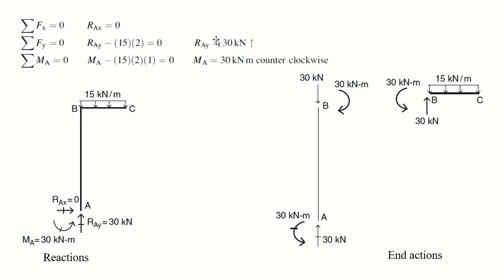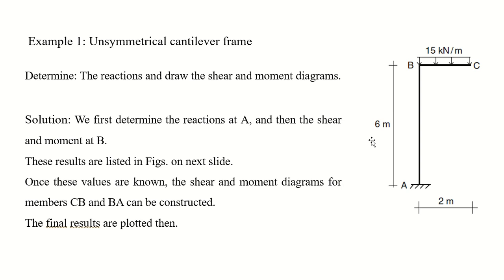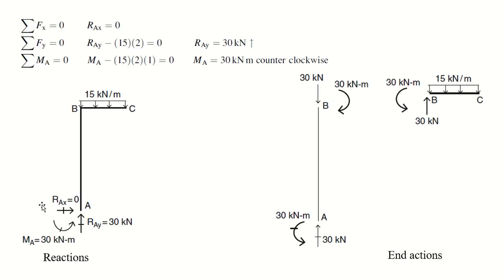So coming to the solution, using the equilibrium equations, summation of Fx is equal to 0. If you check the original frame, there is no force in the x direction, right? No applied force. So this reaction in the x direction will be 0. Okay, see, Rax is equal to 0. You have no reaction.